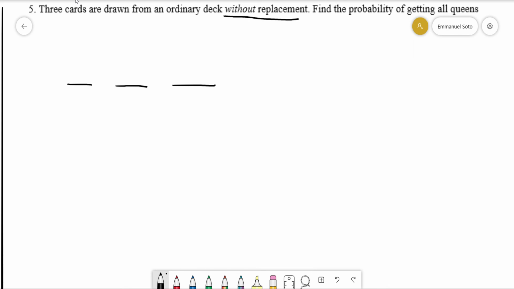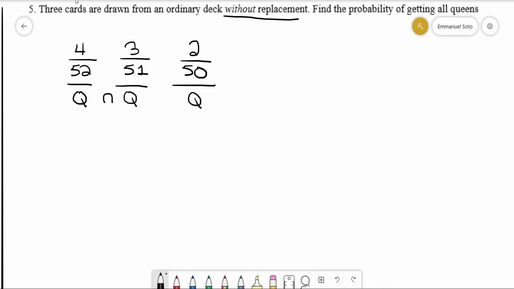So the probability of selecting the first queen is 4 out of 52 cards. Now you're not replacing the cards, so now you have 3 queens left out of 51 cards. Again, you're not replacing it, so now you have 2 queens left out of 50. So you're having a queen, and then another queen, and then another queen. So you have a queen and a queen and a queen. You're doing the probability of all of this, so that means you are multiplying these probabilities.